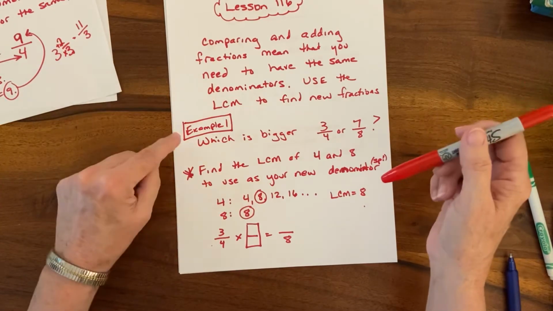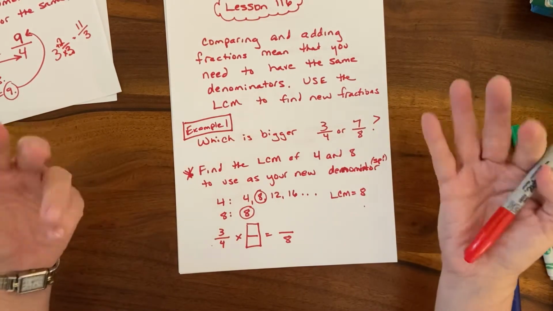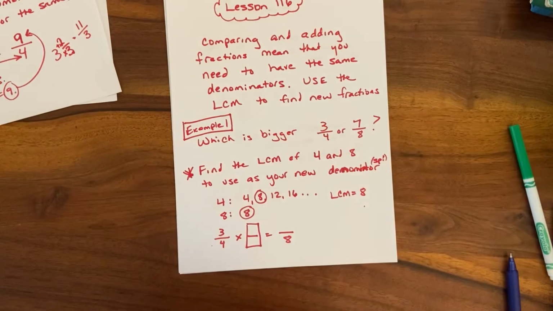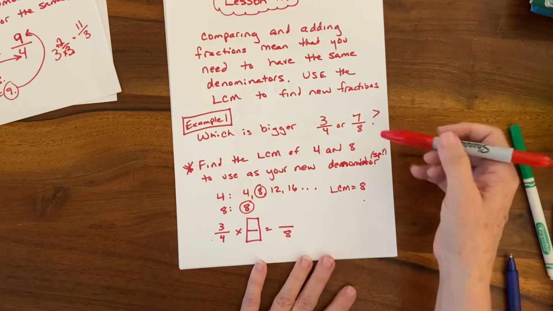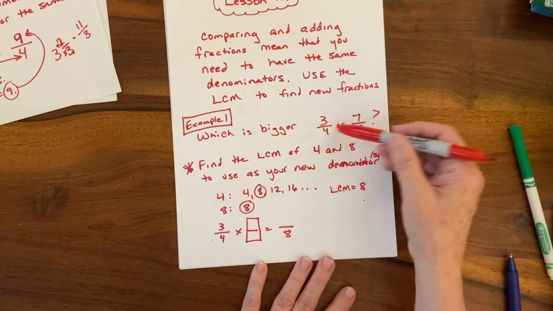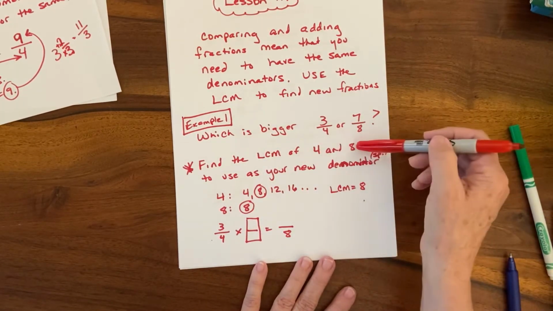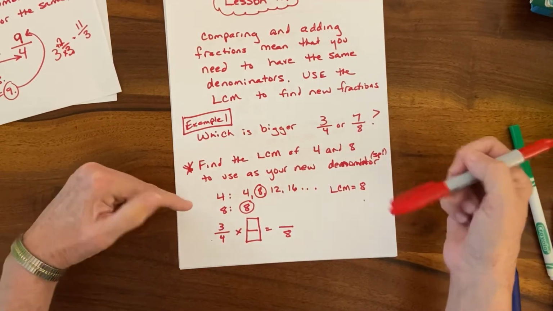Okay? So example 1 asks you, which is bigger, 3/4 or 7/8? It's hard to compare because I don't have the same denominator. So we're going to change one of the fractions, maybe both, into a new one so both can have the same denominator. So the LCM of 4 and 8, okay?